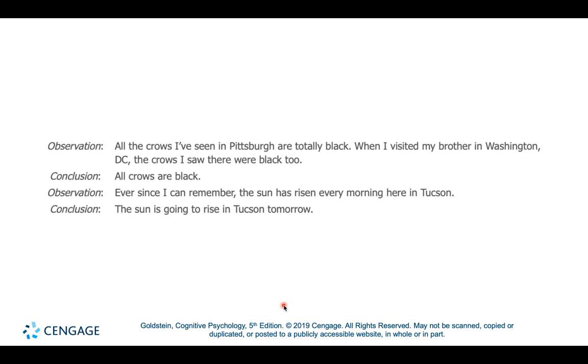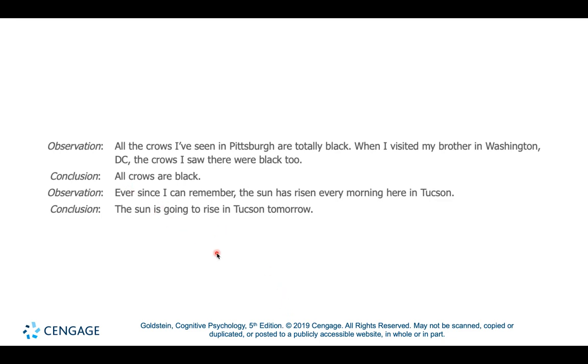So here's an example of inductive reasoning. All the crows I've seen in Pittsburgh are totally black. When I visited my brother in Washington, D.C., the crows I saw there were black too. Those are my observations. I observed black crows in Pittsburgh. I also observed black crows in Washington, D.C. I have a couple data points. I then draw a conclusion from those data points. All crows are black.